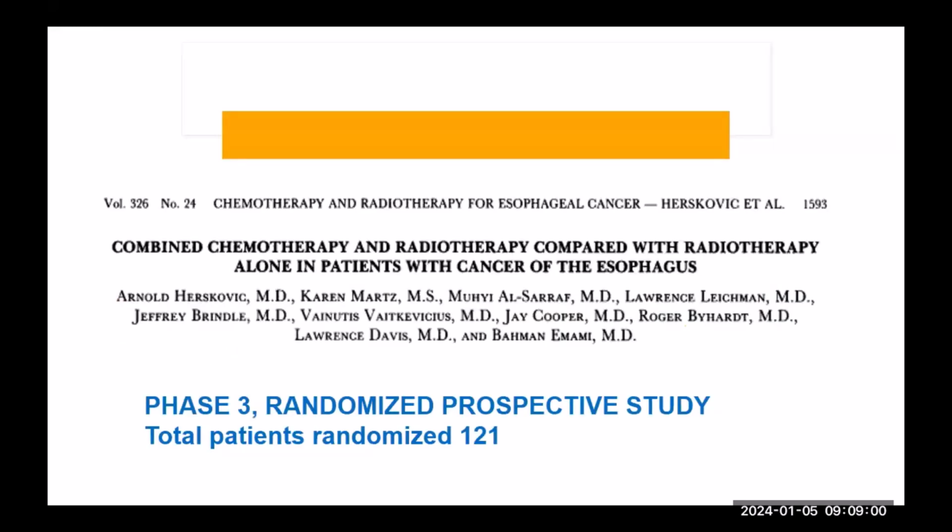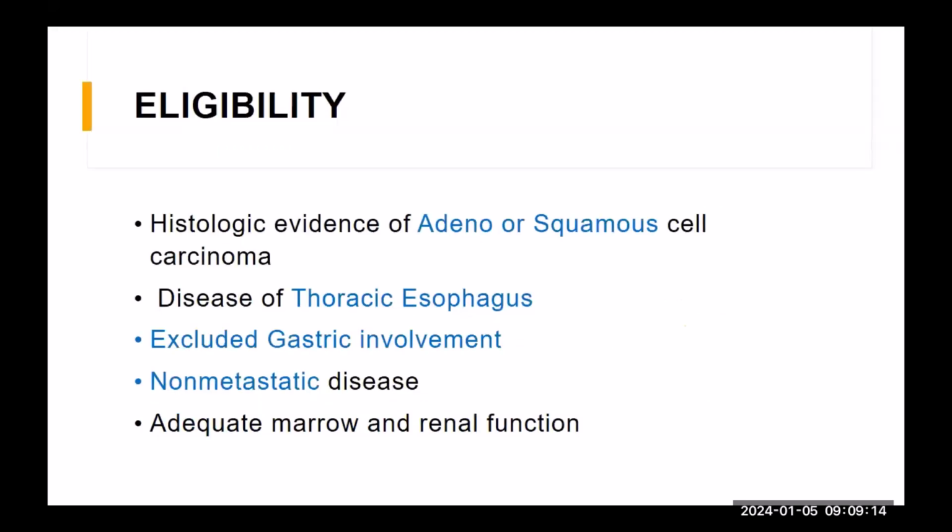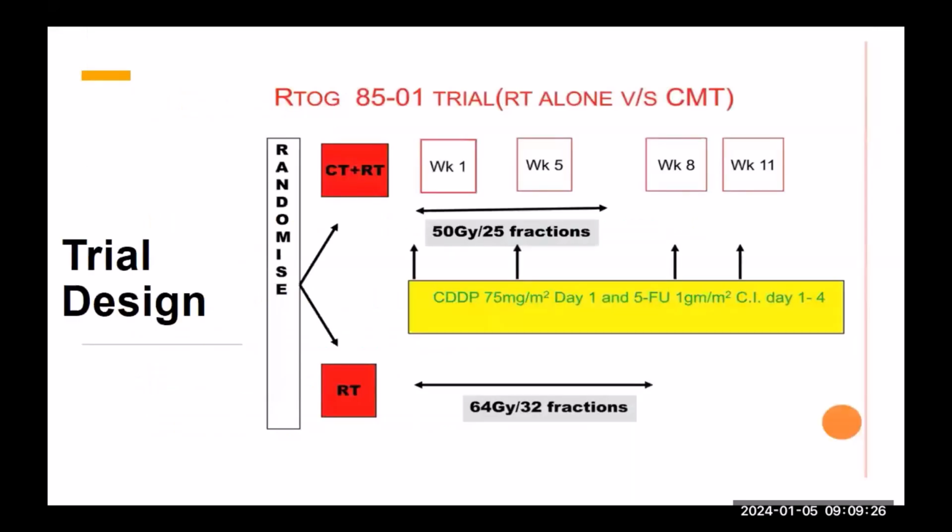The seminal paper has come in 1992 in NEJM, which compared combined chemotherapy and radiotherapy versus radiotherapy. It's a phase 3 randomized prospective study. All the histologically proven adeno and squamous cell carcinoma have been included, where the disease of thoracic esophagus, they excluded the gastric involvement. Non-metastatic disease with adequate marrow and renal function have been included.